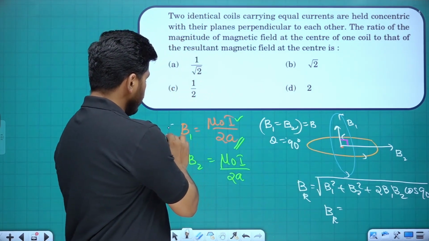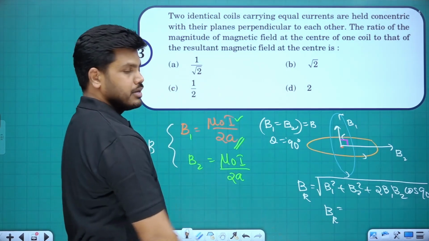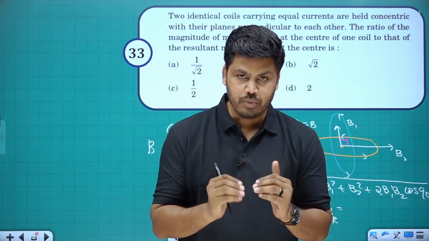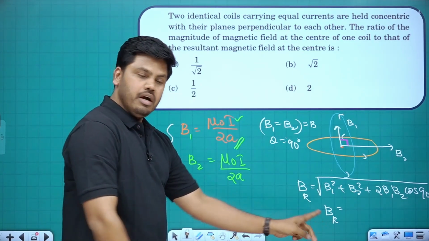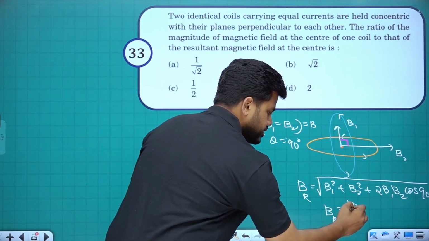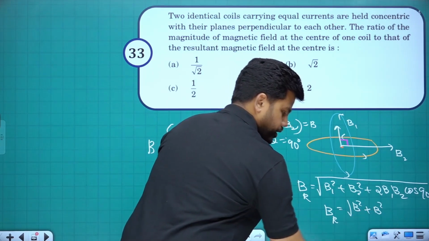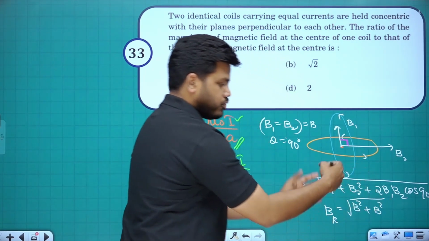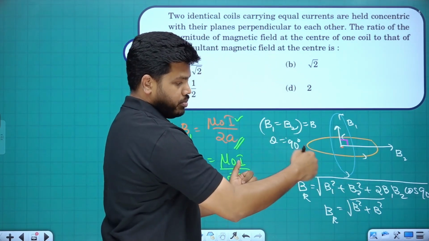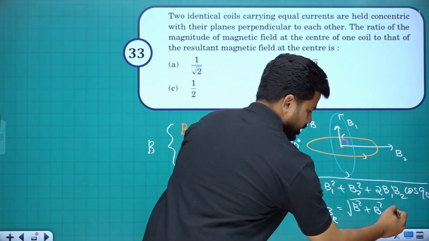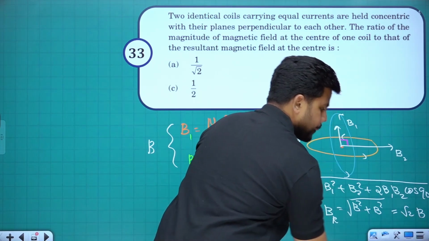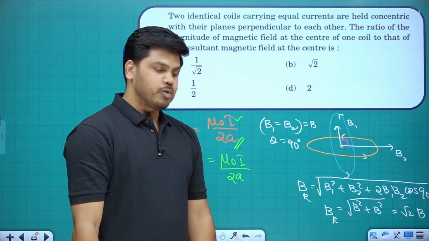B is one of the magnetic fields, right? B1 and B2 are equal in magnitude. So one of the magnetic fields is B. Yes. So what will be B_R? In terms of B, it will be just root of B square plus B square. So what will you get? The rest of it will be 0, right? 2 B1 B2 cos 90 will be completely 0 as cos 90 is 0. So we get root 2 times B. Got it? Root 2 times B.